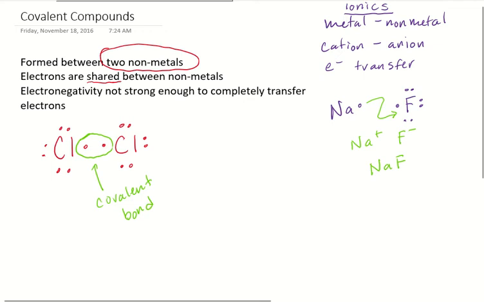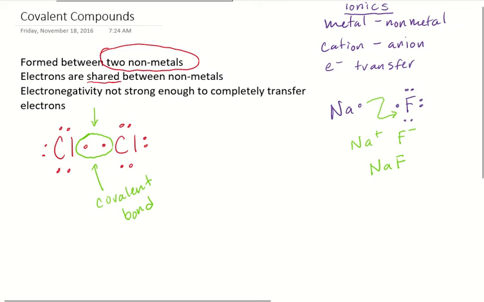Now, when we talk about bonds themselves, we can really get down into the nitty-gritty by looking at the electronegativity values for your elements. If one element isn't strong enough, or doesn't have a high enough electronegativity, to pull the electrons all the way over to itself, and instead you have electrons that are just kind of sitting in the middle, like these being shared, that's when you have a covalent compound.